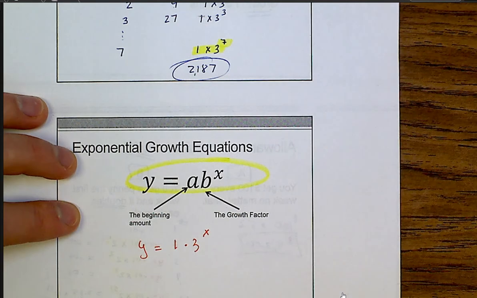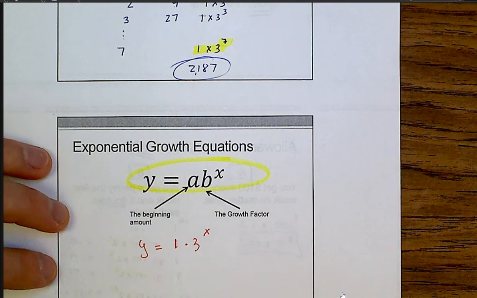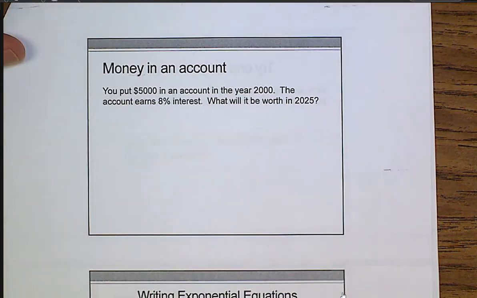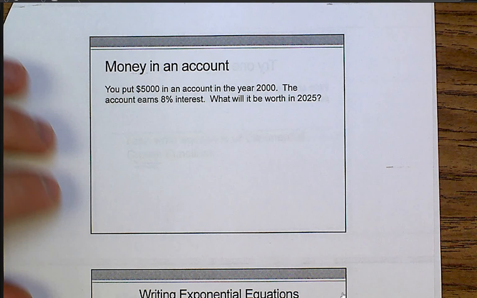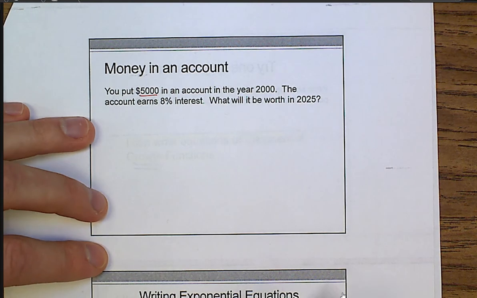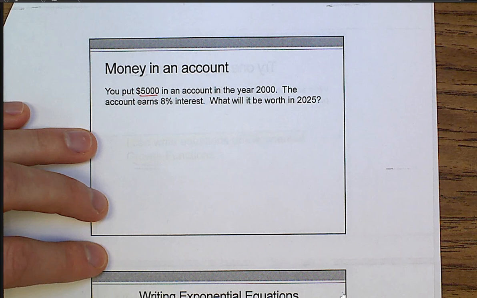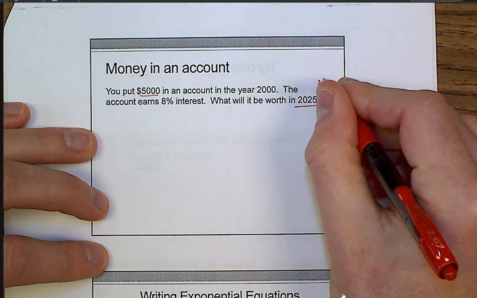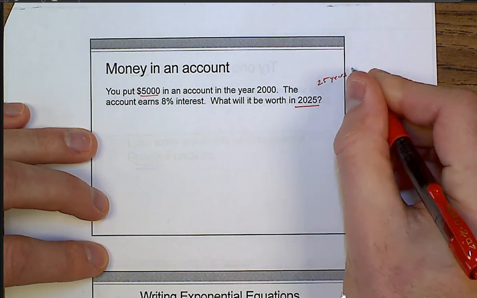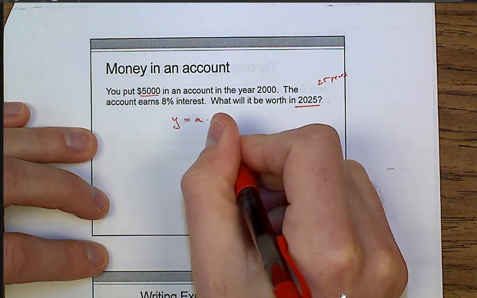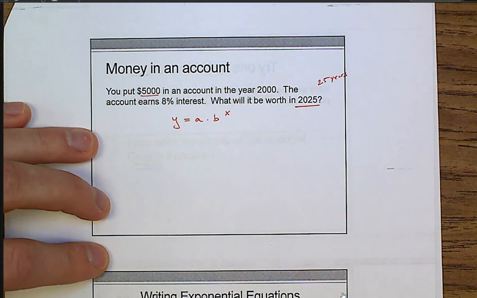That's the equation that we're going to use, so let's apply that now to another problem. Here's another situation where we have money in an account. You have $5,000 that you put into an account in the year 2000. The account earns 8% interest. What will it be worth in 2025? So you're thinking, in 25 years, how much is that going to be worth? If we go with the equation, or just from what you remember from the first 2 examples, what are we starting with?